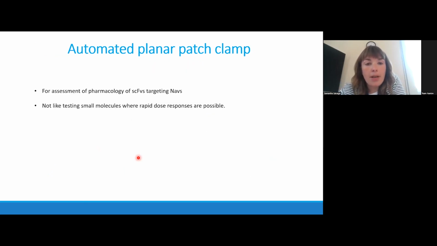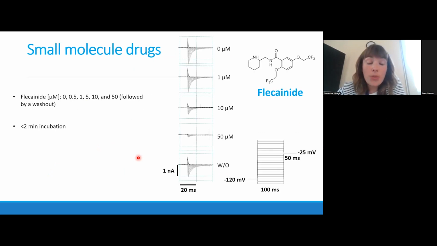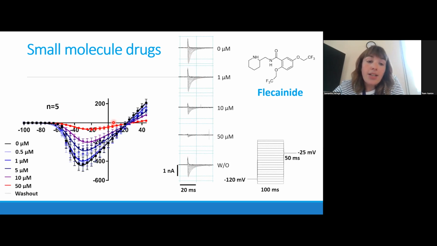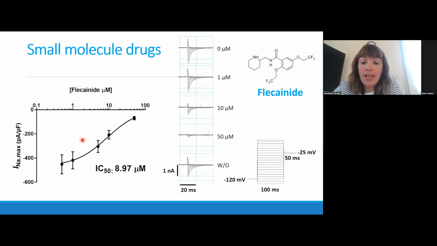Another aspect of the Patchliner is that it's great for rapid assessment of pharmacological agents. You can apply multiple doses or different agents in a relatively short space of time, which is great for small molecules where rapid dose responses are easily achievable. So for example, this is just one quick example of flecainide, which is a sodium channel inhibitor. We were able to apply this at 6 different doses, followed by a washout, with each dose less than a couple of minutes. And you can see this rapid effect. And indeed, within 30 to 40 minutes on a 4-channel system, we had a complete data set where you're seeing this characteristic inhibition. And plotting a Hill curve to it, we get an IC50 well within the magnitude of what is reported in the literature.